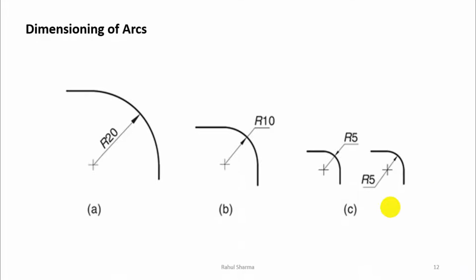The next topic is dimensioning of arcs. These are the very common methods which we use for dimensioning of arcs. You can differentiate them easily. This is the dimensioning from inside and this is the dimensioning from outside. In arcs, there is a leader line having one arrowhead only and it should start exactly from the arc. In arcs, we have to write the radius with the symbol R always.